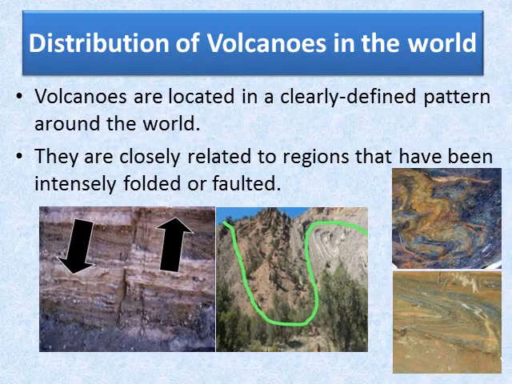Having learnt about the types of volcanoes, let us see the distribution of volcanoes in the world. How the volcanoes are distributed across the globe. Volcanoes are located in clearly defined patterns around the world. They are closely related to regions that have been intensely folded or faulted.